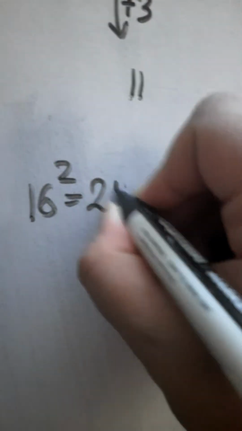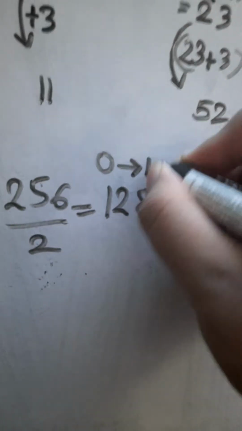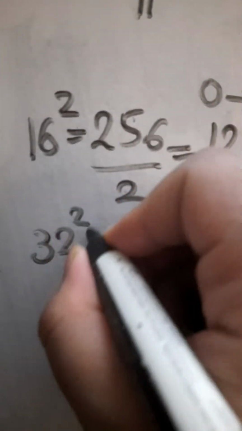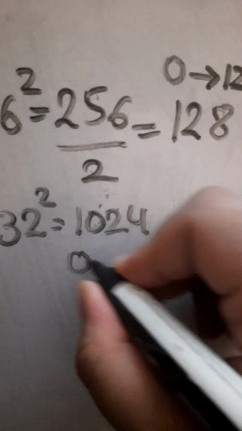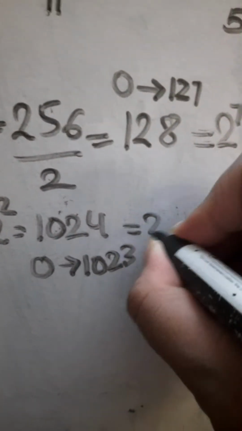What is 16 squared? As most of you know, it is 256. So we take the middle of it, which is 128. Since numbers are from 0 to 127 in computers, those are 128 combinations of numbers. So that's why it is 2 raised to 7, sorry, not 2 raised to 8, 2 raised to 7. Also, 32 squared, as you know, is 1024. So this is 0 to 1023, which is 1024, and this is 2 raised to 10.